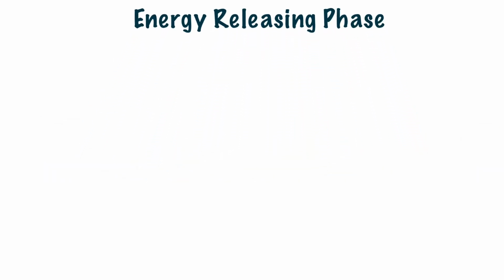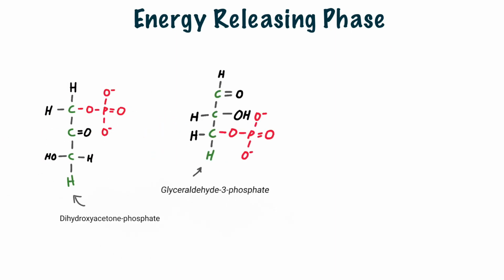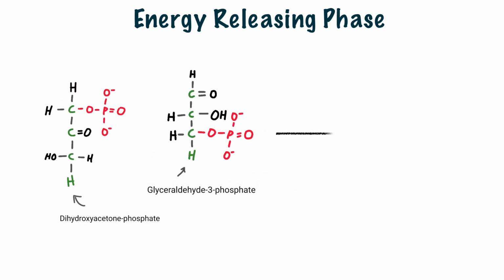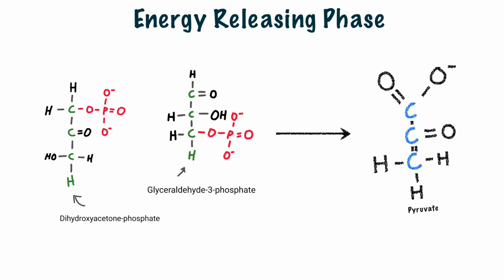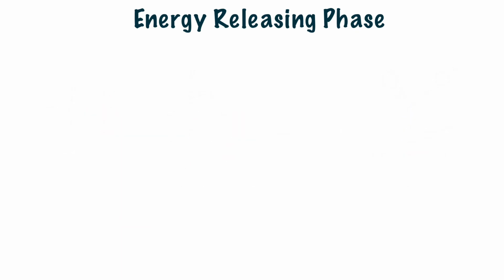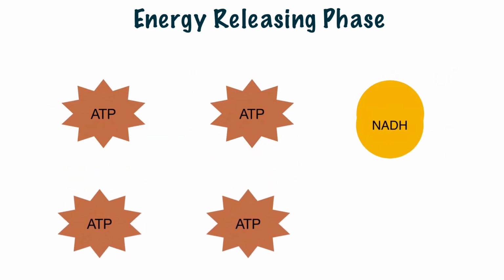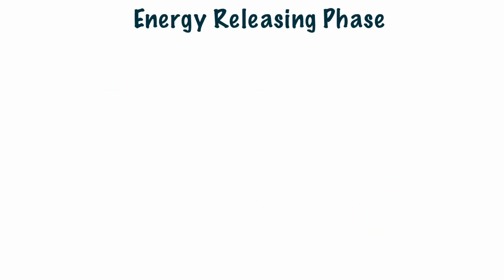We still need to cover one more topic. It is time for the energy releasing phase. In the second half of glycolysis, the 3-carbon sugars formed in the first half of the process go through a series of additional transformations, ultimately turning into pyruvate. In the process, 4 ATP molecules are produced along with 2 molecules of NADH.